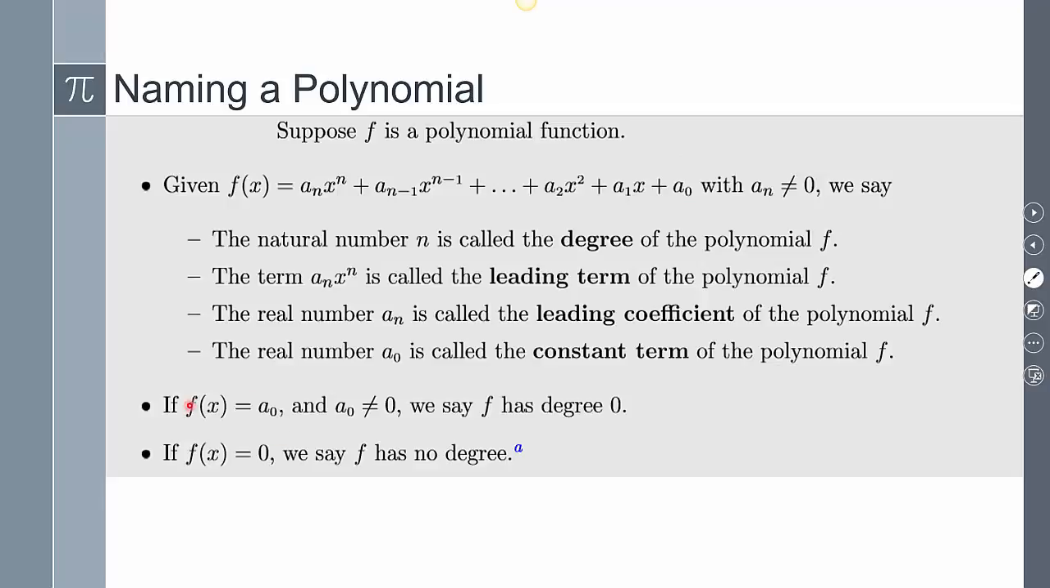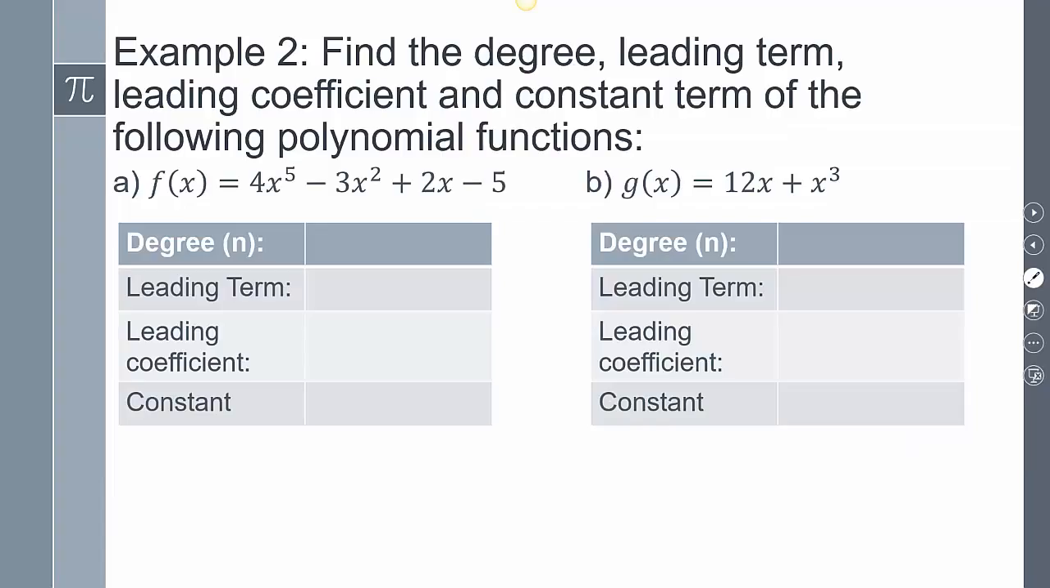And then we also say that if our function equals a sub 0, we say it has a degree of 0. But if our f of x equals 0, we say it has no degree. Now it's kind of similar, but there's specific instances as to why we should be more specific in that sense. And those examples actually go into it a little bit more once you go into calculus. So, all right, the next part is asking us to find the degree, leading term, leading coefficient, and the constant term of the polynomial functions.